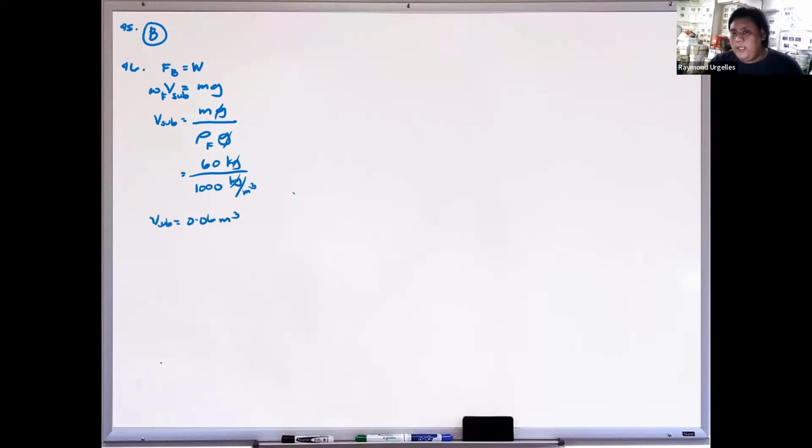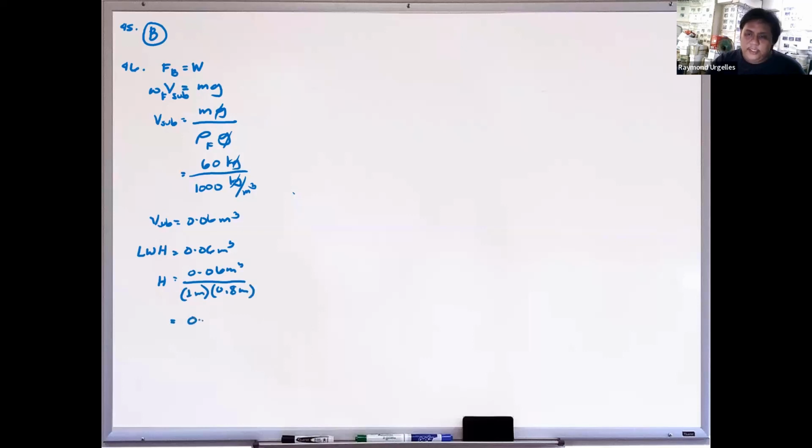So if we treat the box as a rectangular prism, our volume is given by length times width times height, which is 0.06 cubic meters. Therefore, to solve for the height, we take 0.06 cubic meters divided by the length of the box, which is 1 meter, then the width, which is 0.8 meters.